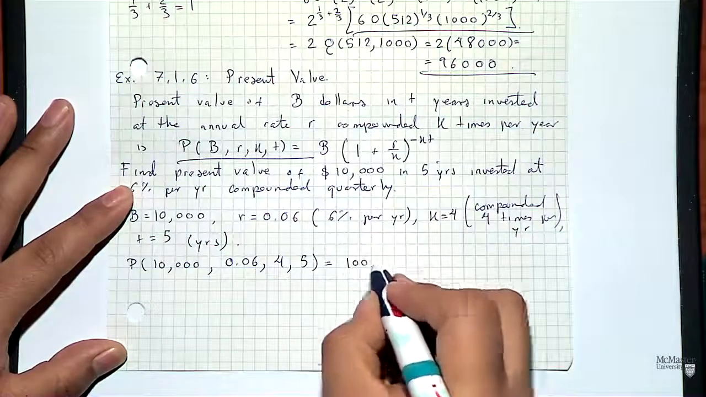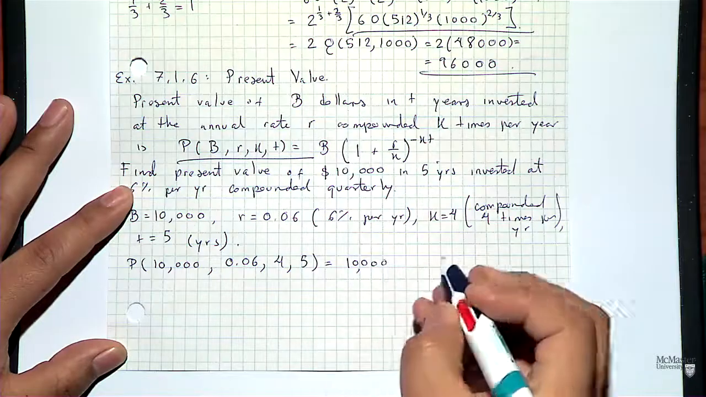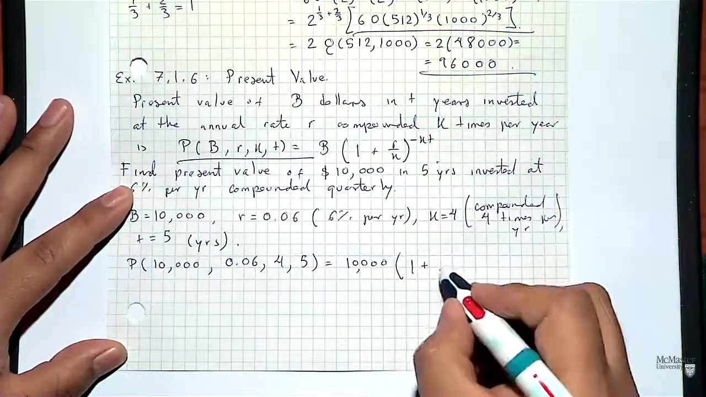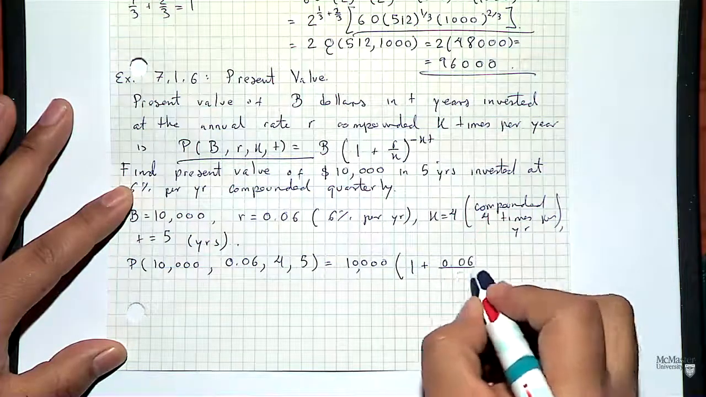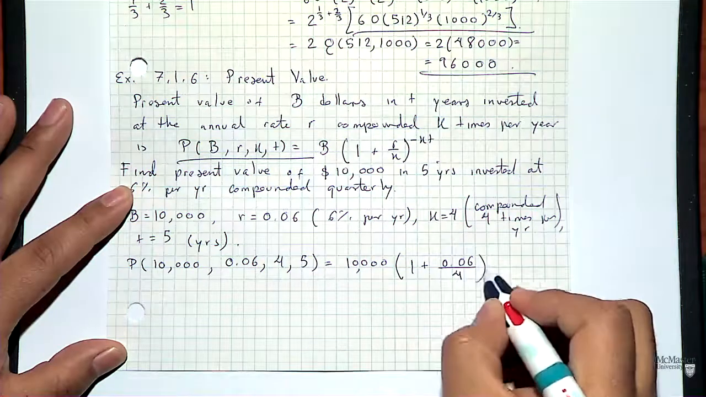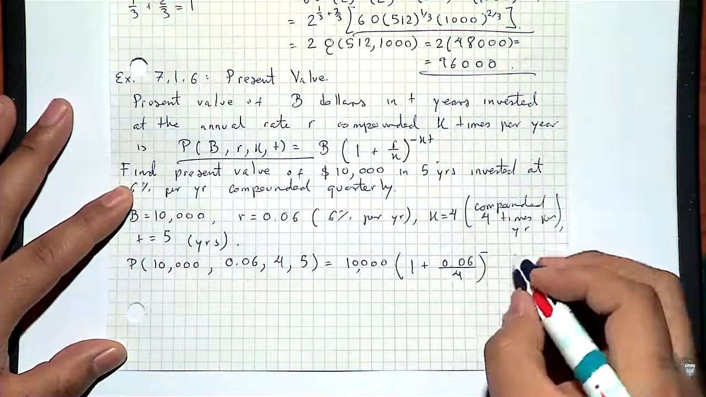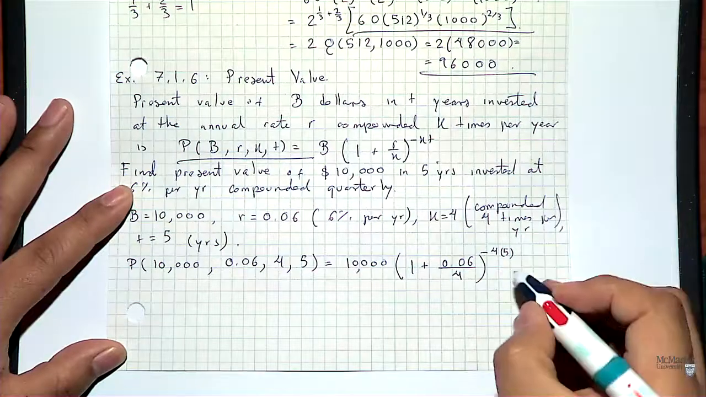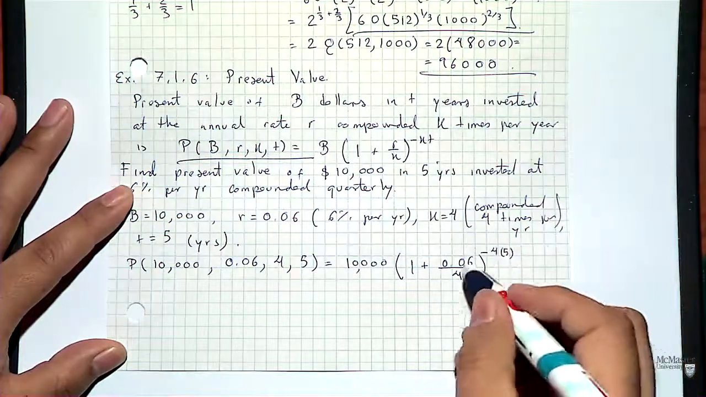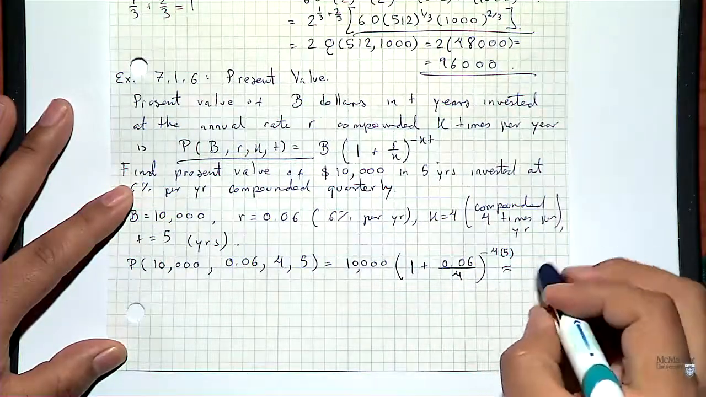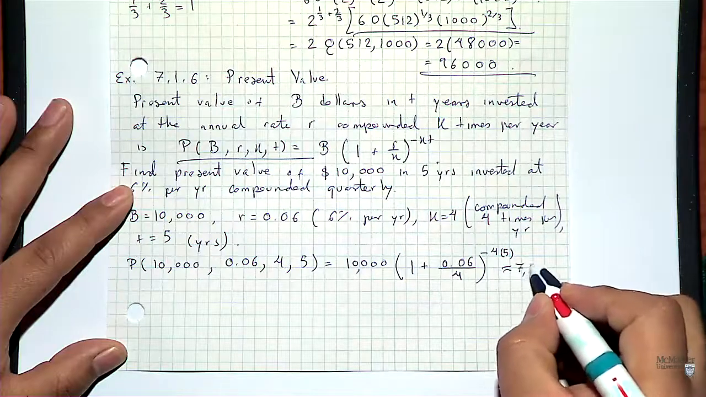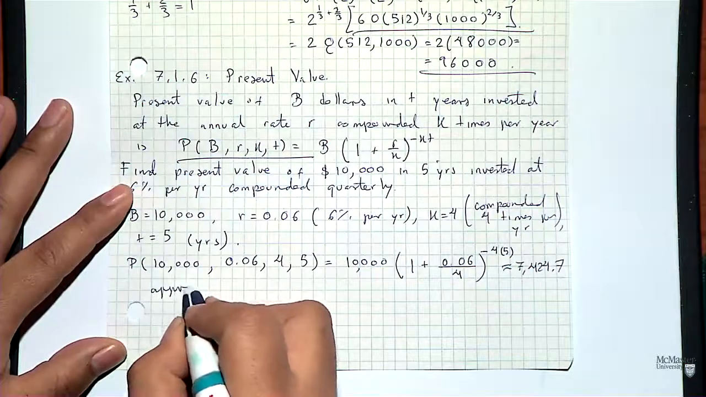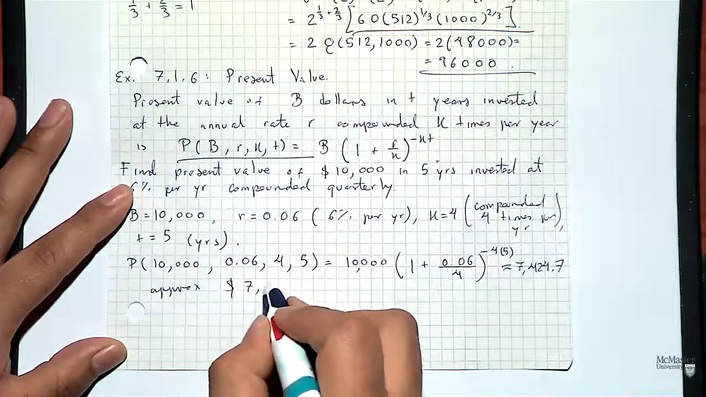So you have the B, which is 10,000. Then you have 1 plus R, which is the second, 0.06 over K, which is 4. Then this to the minus K, so minus 4 times the T, which is 5. Okay? Well, you would have a minus 20 over here, then you can do the division. If you introduce this in the calculator, this is 7,424.7. Which is approximately $7,425.